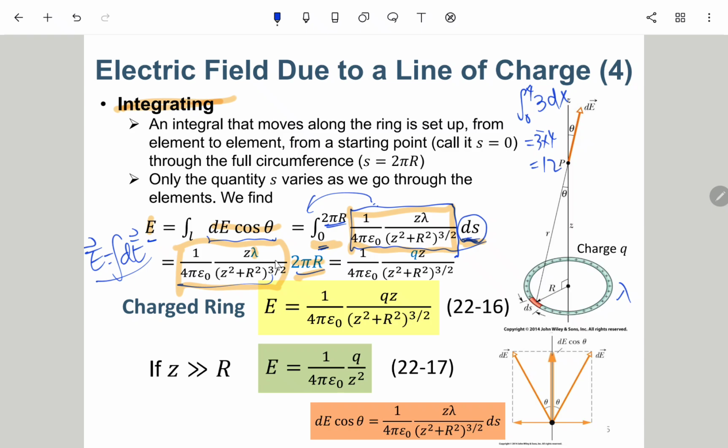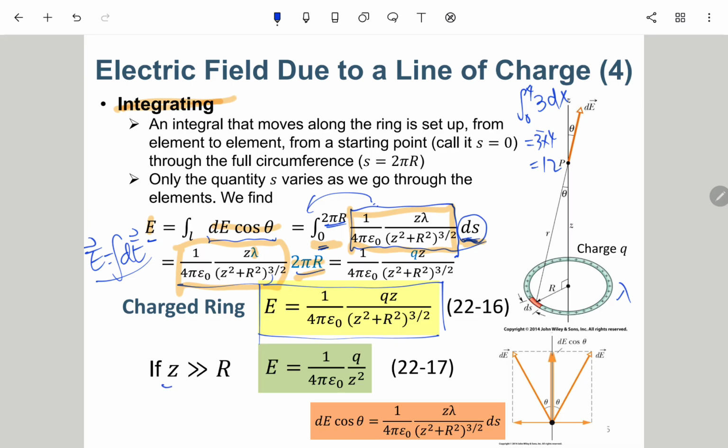So we will replace lambda 2 pi r with q. All the others remain the same. So this is actually the final expression: E equals k q z over (z squared plus r squared) to the 3 over 2 power. This is the general solution for the E field along the z-axis.